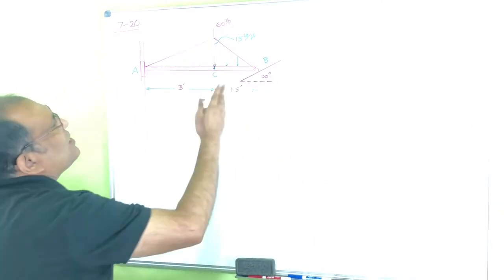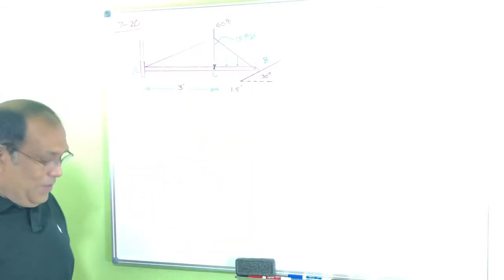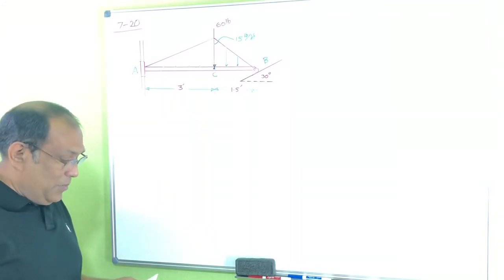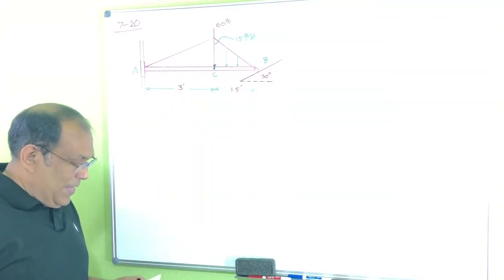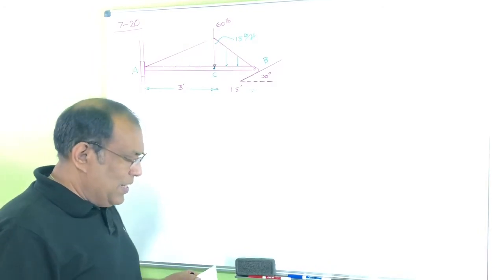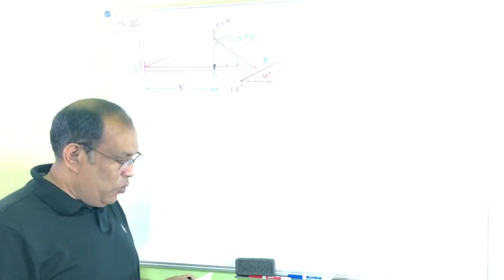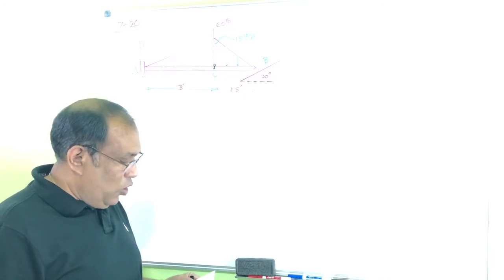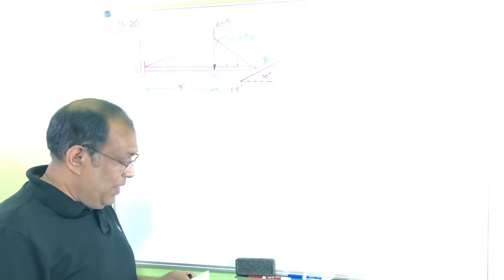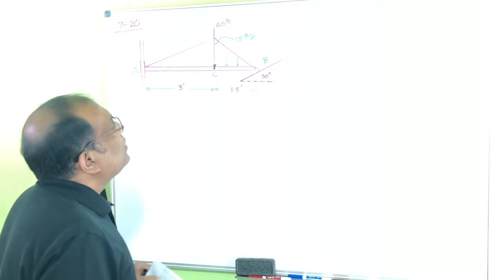Okay, so now first let's try to find out the reaction. Maybe we can just find the reaction here first and make a cut at C and consider the right side. Now this one is saying to determine the internal normal force, shear force and moment at point C, which is located just to the left of the 60-pound concentrated load. So if I cut at C, actually the 60 would be there.